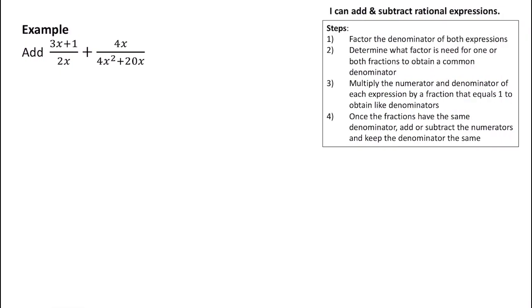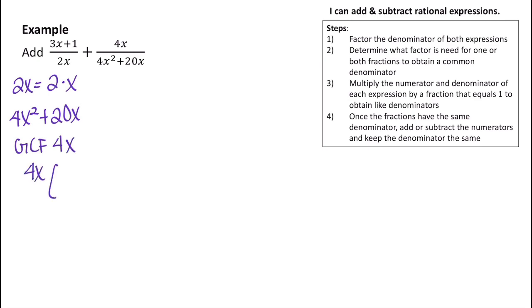So now let's try this example. Let's go ahead and factor both denominators. So 2x can be factored as 2 times x. And then we have 4x squared plus 20x. The GCF here is going to be 4, and then I can also factor an x out of both terms. So I have 4x times 4x squared over 4x plus 20x over 4x.